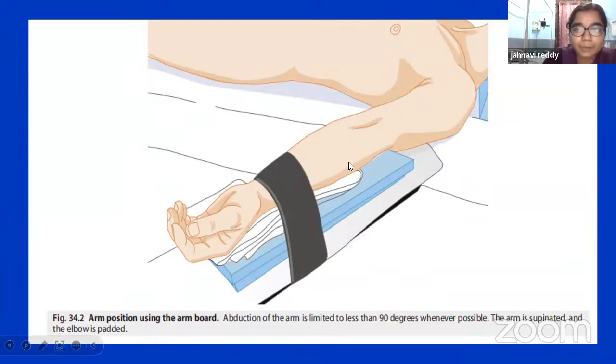And the hands should be kept by the side of the body, or like this on the arm board, and padding should be kept on the bony prominences and pressure areas, so that we can prevent nerve injuries or pressure injuries. It can also be kept on the side of the body, in complete adduction, and it can also be kept in an abducted position, but it should be less than 90 degrees. It shouldn't go over 90 degrees because it will cause brachial plexus injury. And the elbow should be padded, and if required, other IV lines and monitors should also be padded.